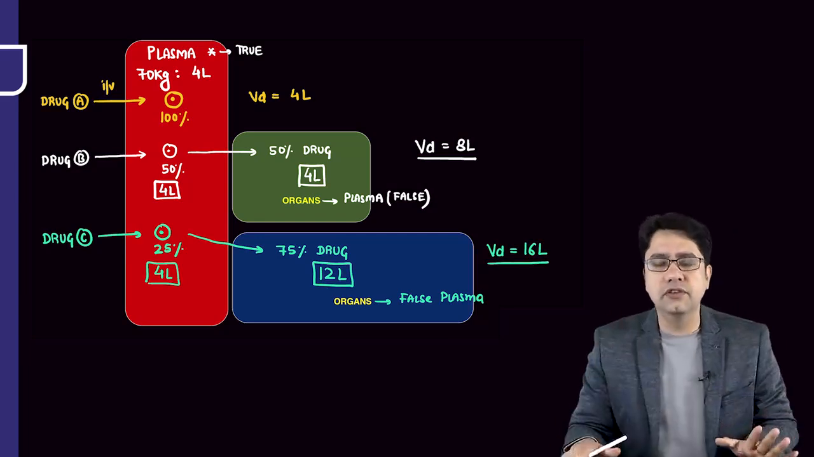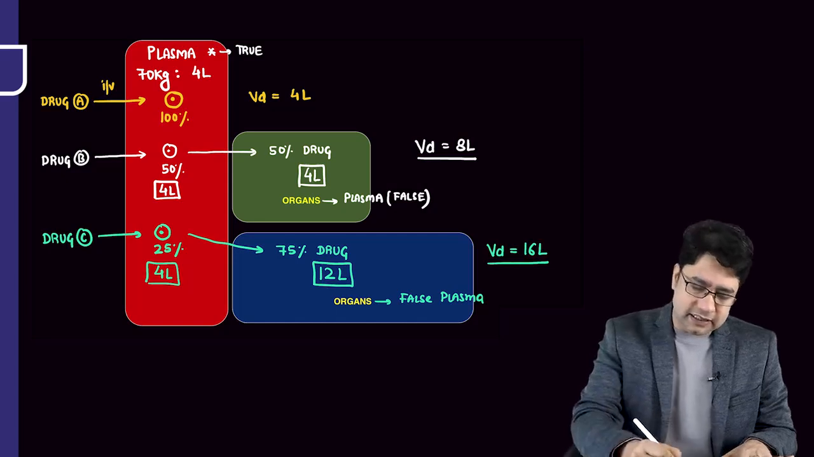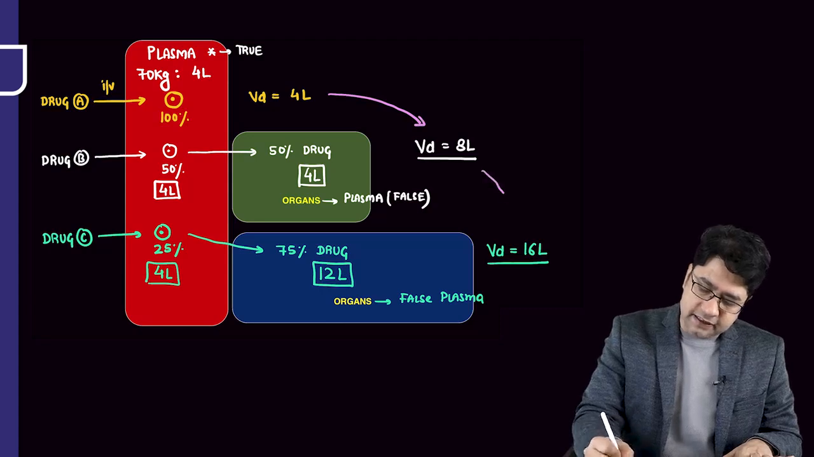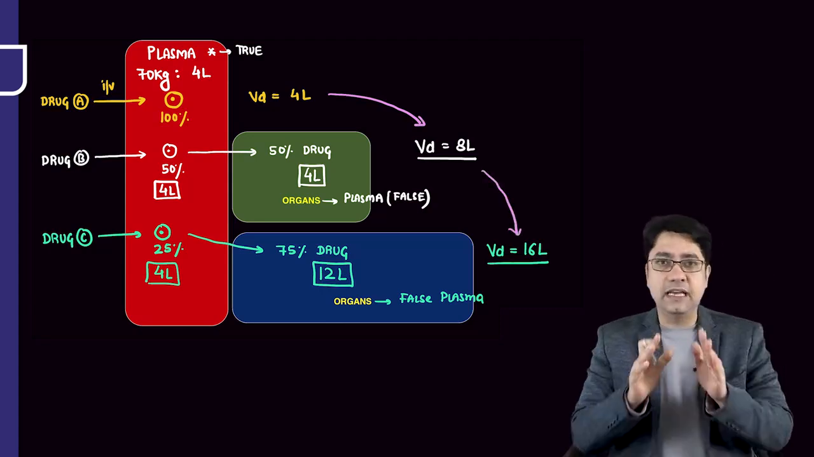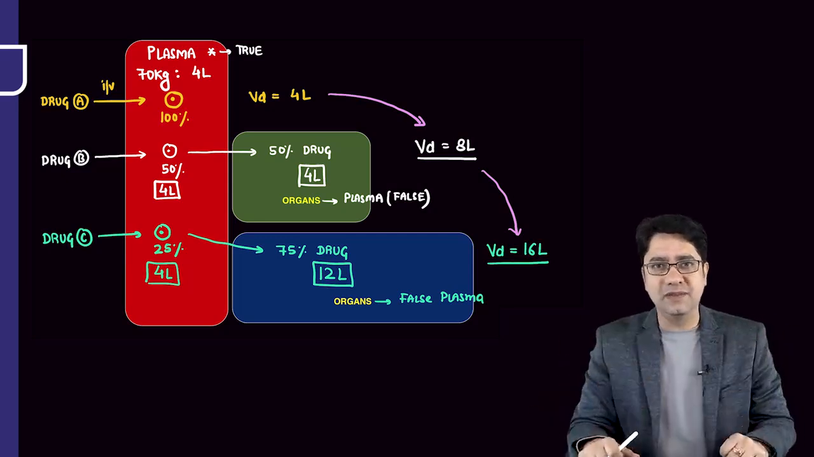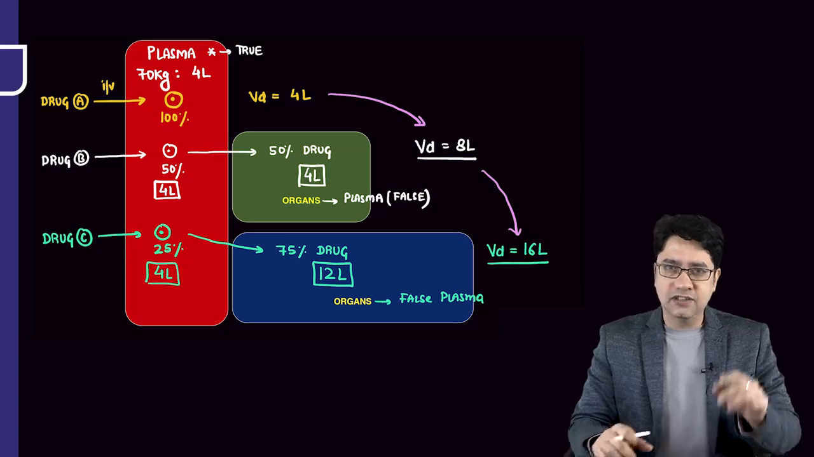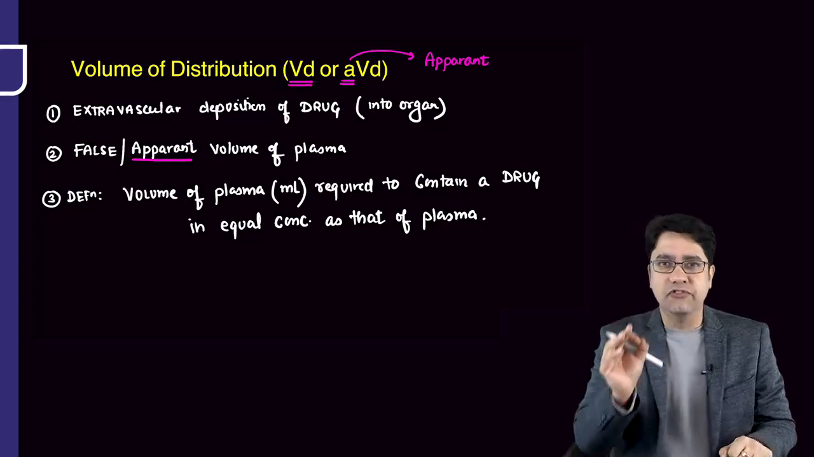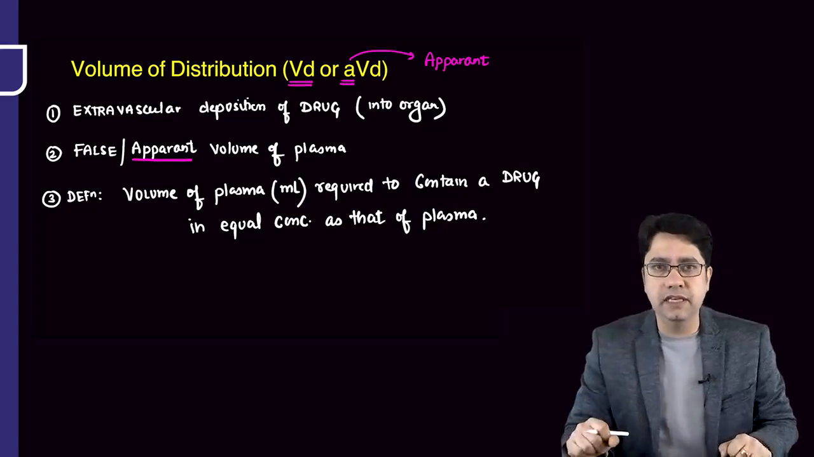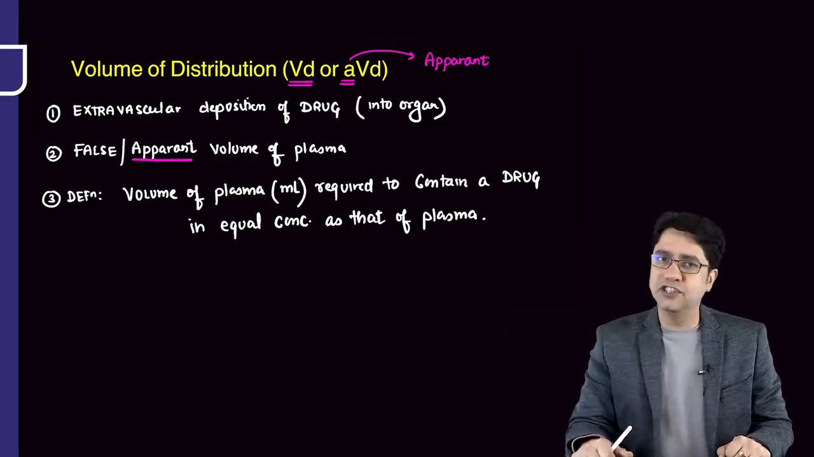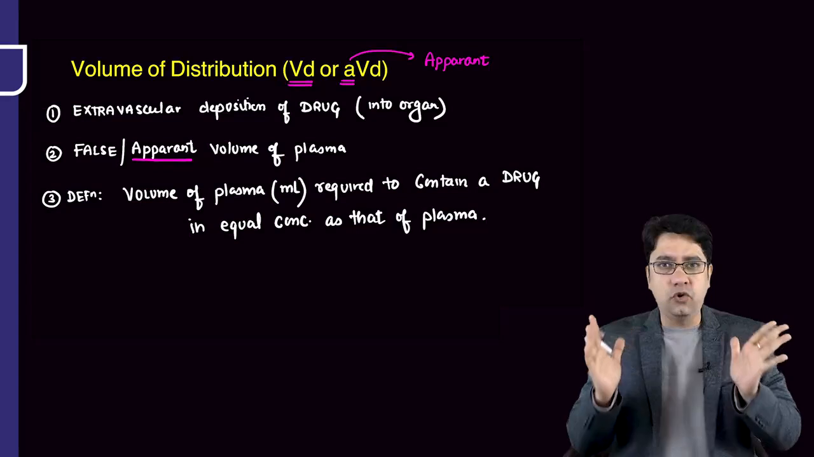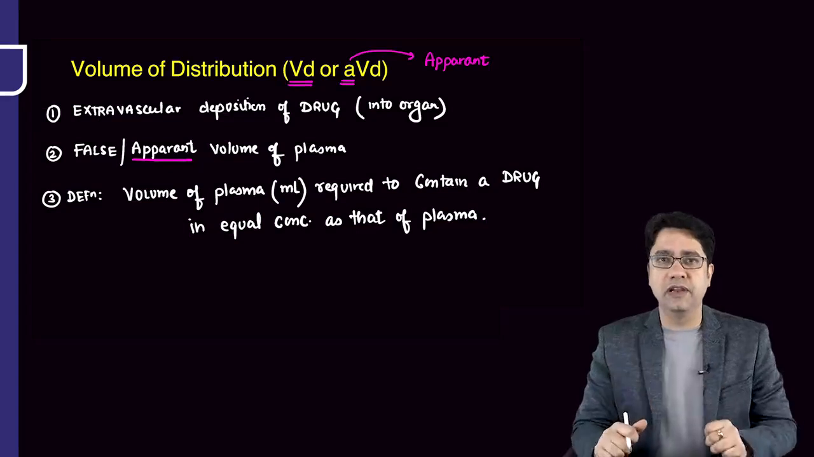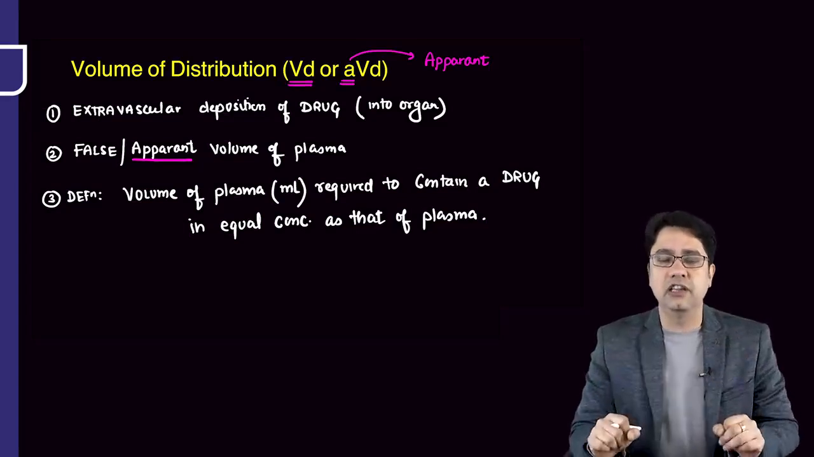Now if you have understood this pattern, just see this. As the volume of distribution is increasing, can we say more drug is entering into the plasma? Agreed? So let me get those 3 points back. In one word, volume of distribution means extravascular deposition of a drug. Is it a true volume of plasma or a false volume of plasma? It's a false volume of plasma, and see the definition now again.